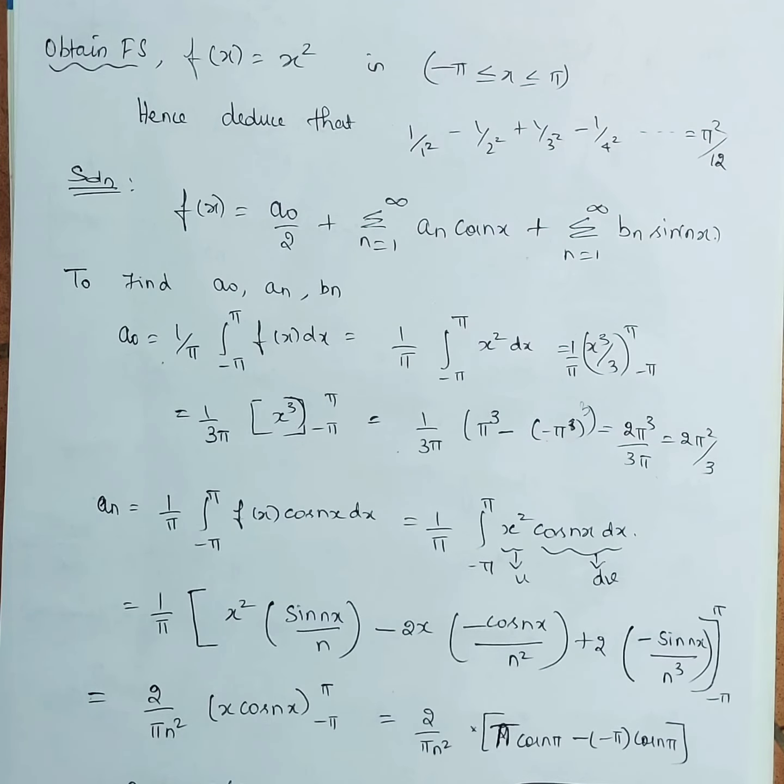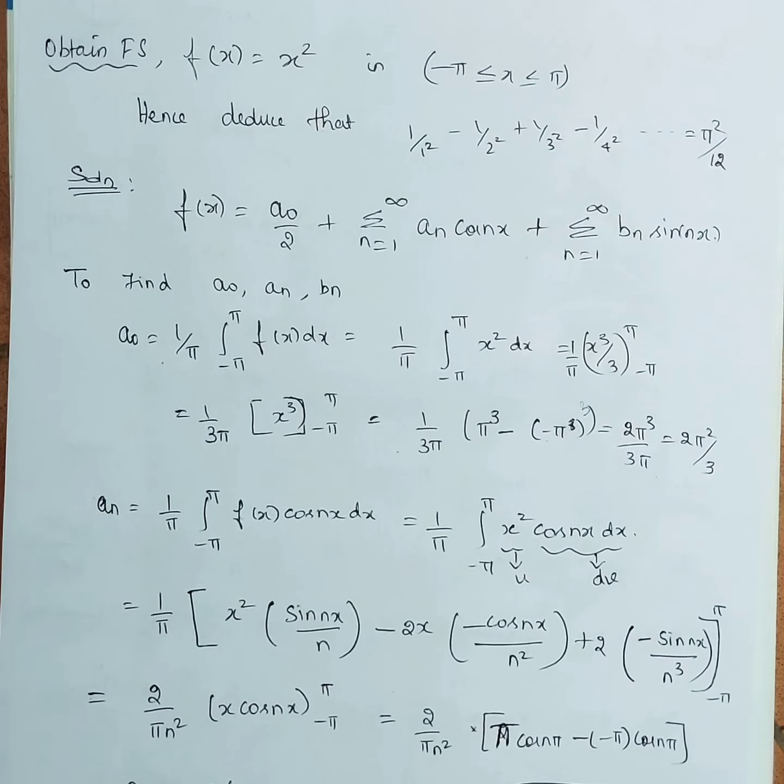We got first value a0 to substitute over there. Here again I repeat, I didn't check whether my function is even or odd. Just I am finding a0, an and bn. The same problem we will solve by checking even or odd, because there is a reason behind it.